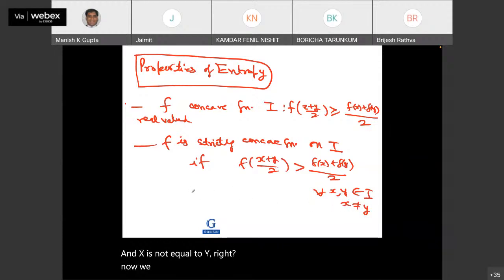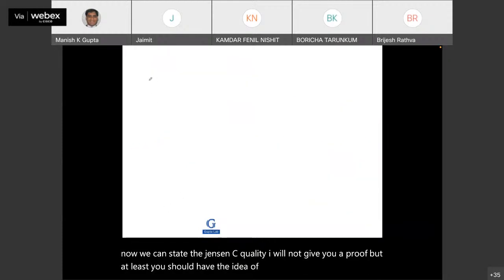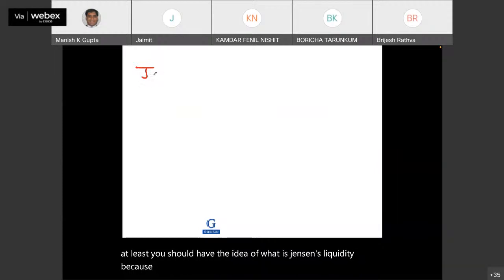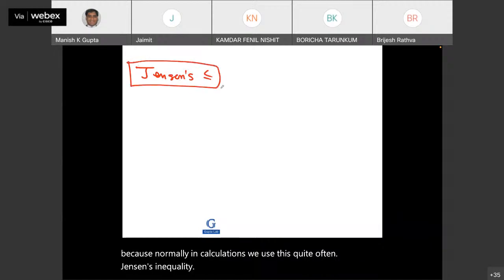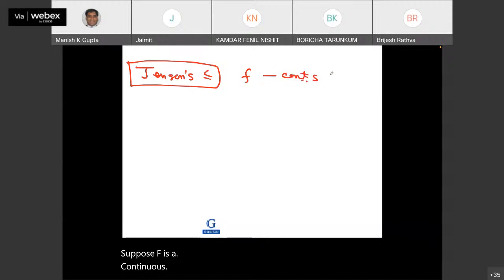Now we can state Jensen's inequality. I will not give you a proof, but at least you should have the idea of what Jensen's inequality is, because normally in calculations we use this quite often. Jensen's inequality: suppose f is a continuous, strictly concave function on interval I.